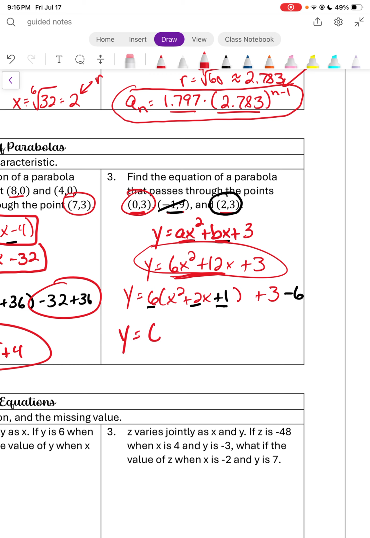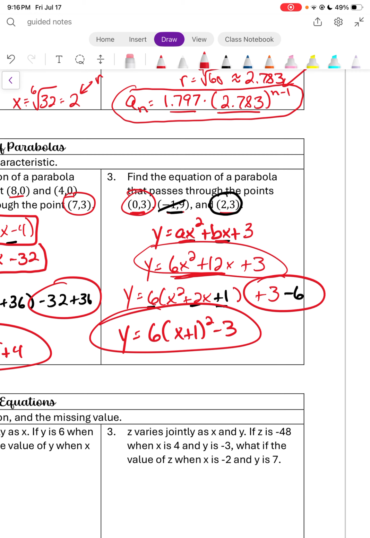Y equals, the 6 is out there. This factors into x plus 1 times itself. 3 minus 6 gives you a -3, so there's the exact same parabola written in vertex form as well.